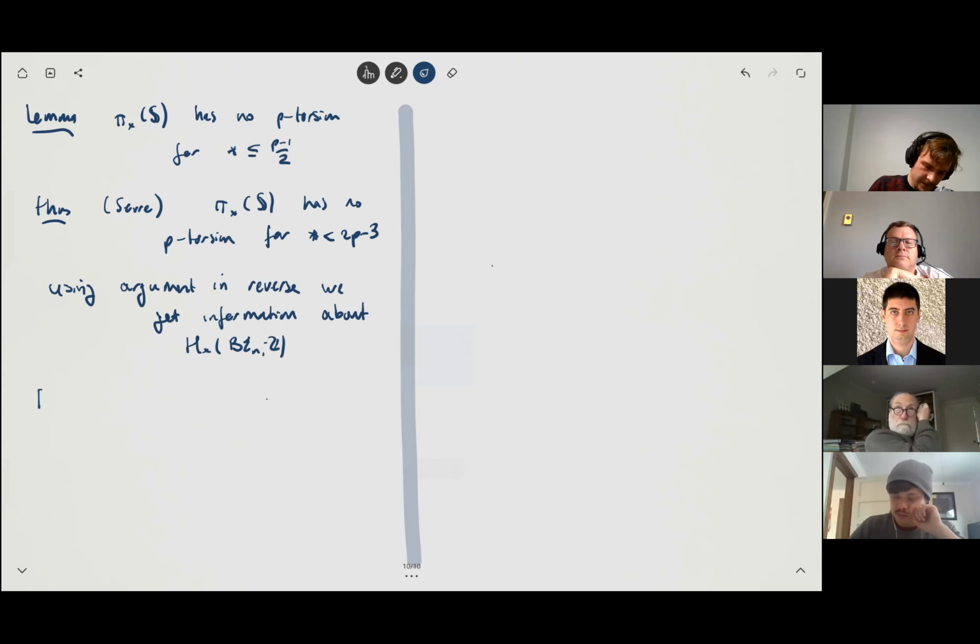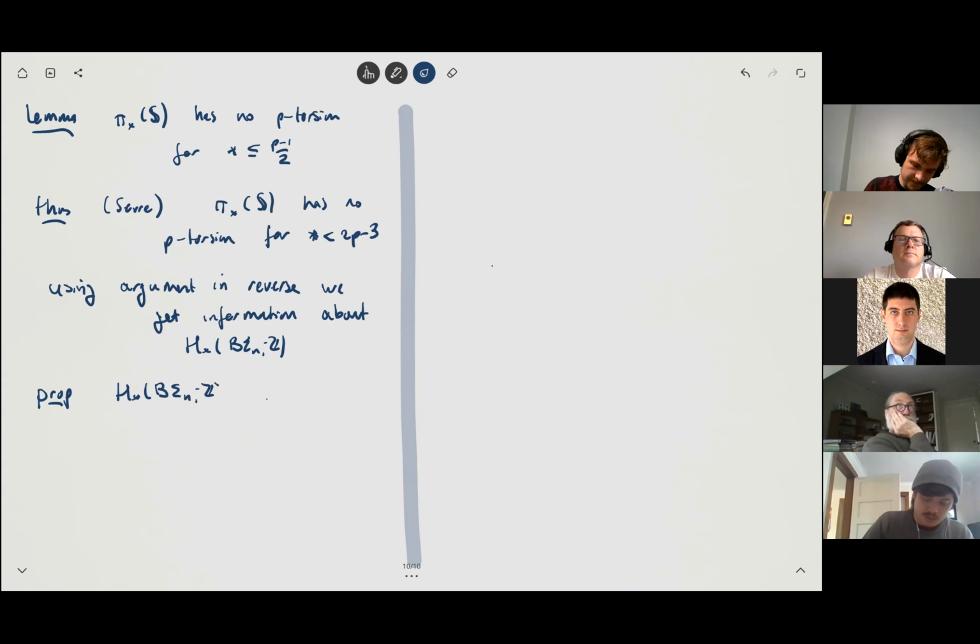And what you get, in particular if you use the fact that the stabilization maps are always injective, is that the homology of Sigma_n has no p-torsion in degrees smaller than 2p minus 3.